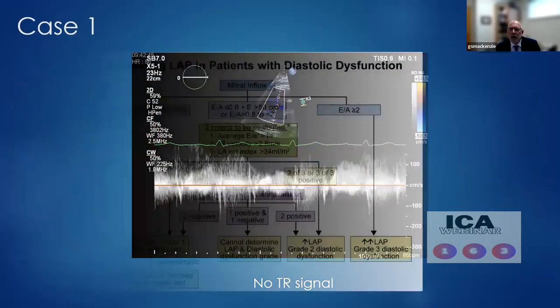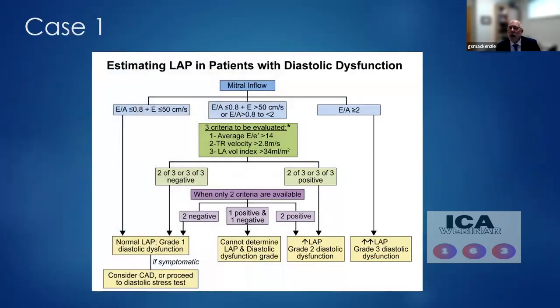So based on this information, we're in the middle part of the category here because remember our E to A ratio was 1.5. The LA volume index did meet criteria, but we weren't able to measure the TR velocity, and the E to E prime did not meet criteria. So we really only had 2 variables to evaluate. So one was positive and one was negative. So in this particular instance, we would end up with a diagnosis of indeterminate.